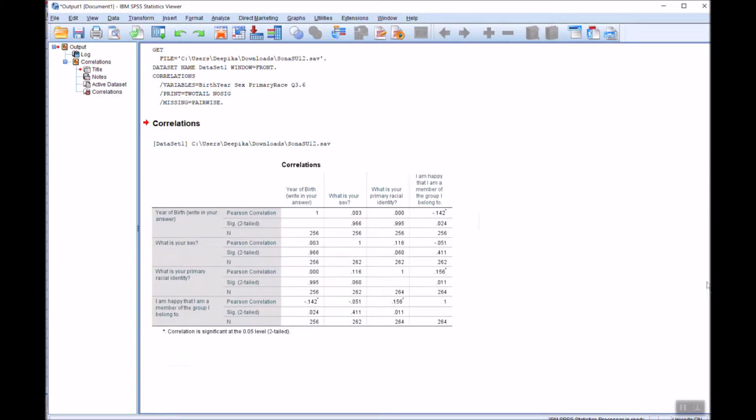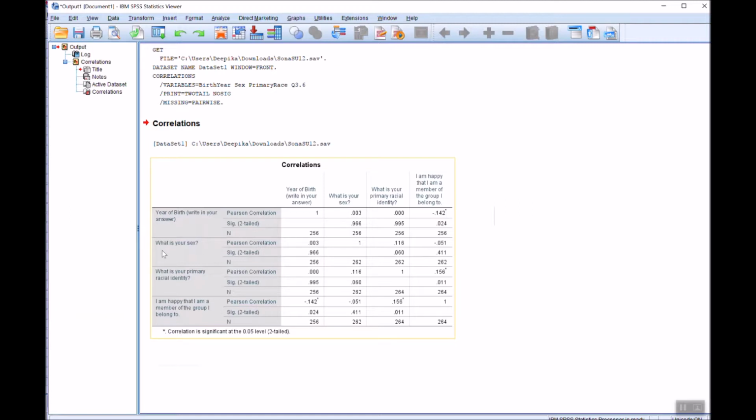So the way you would report it is that you would state that there was a negative relationship between year of birth and happiness in ethnic group, meaning that as year of birth increased, happiness in ethnic group decreased. And when you report the Pearson correlation, you would report it as a lowercase r, and say r equals negative 0.142, p is less than 0.05, or you could say p equals 0.024.